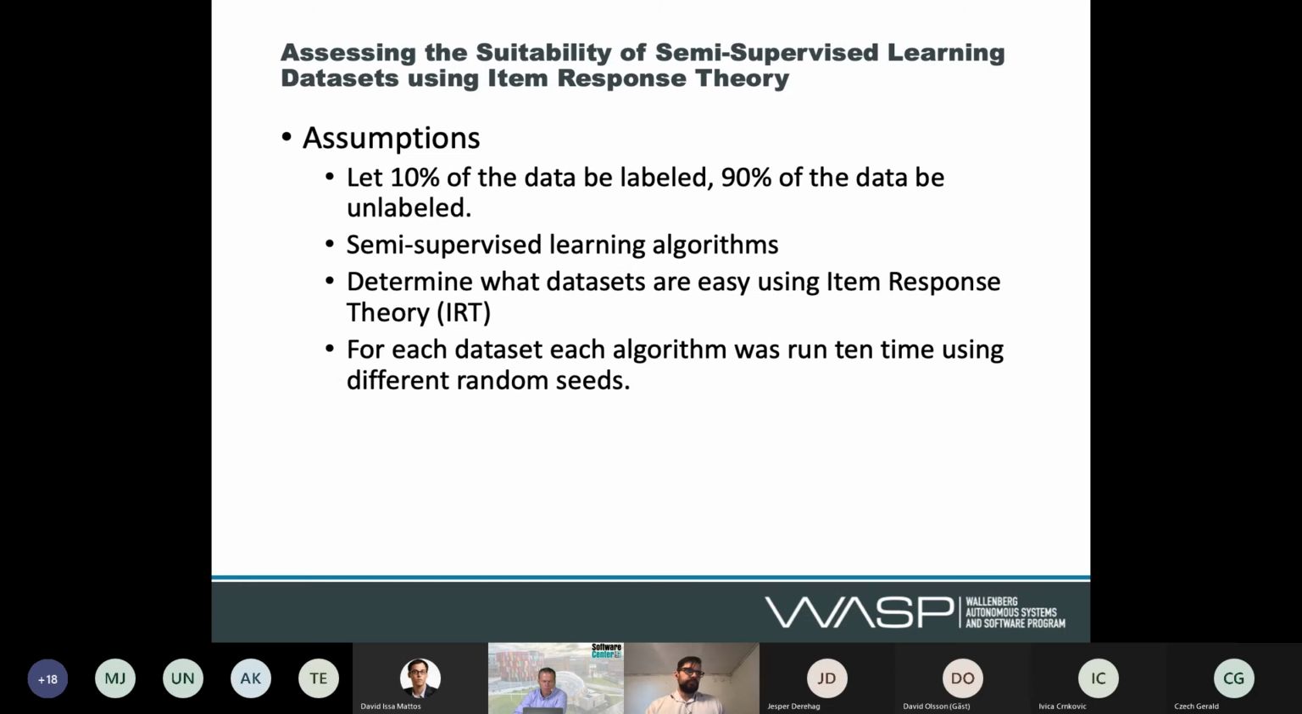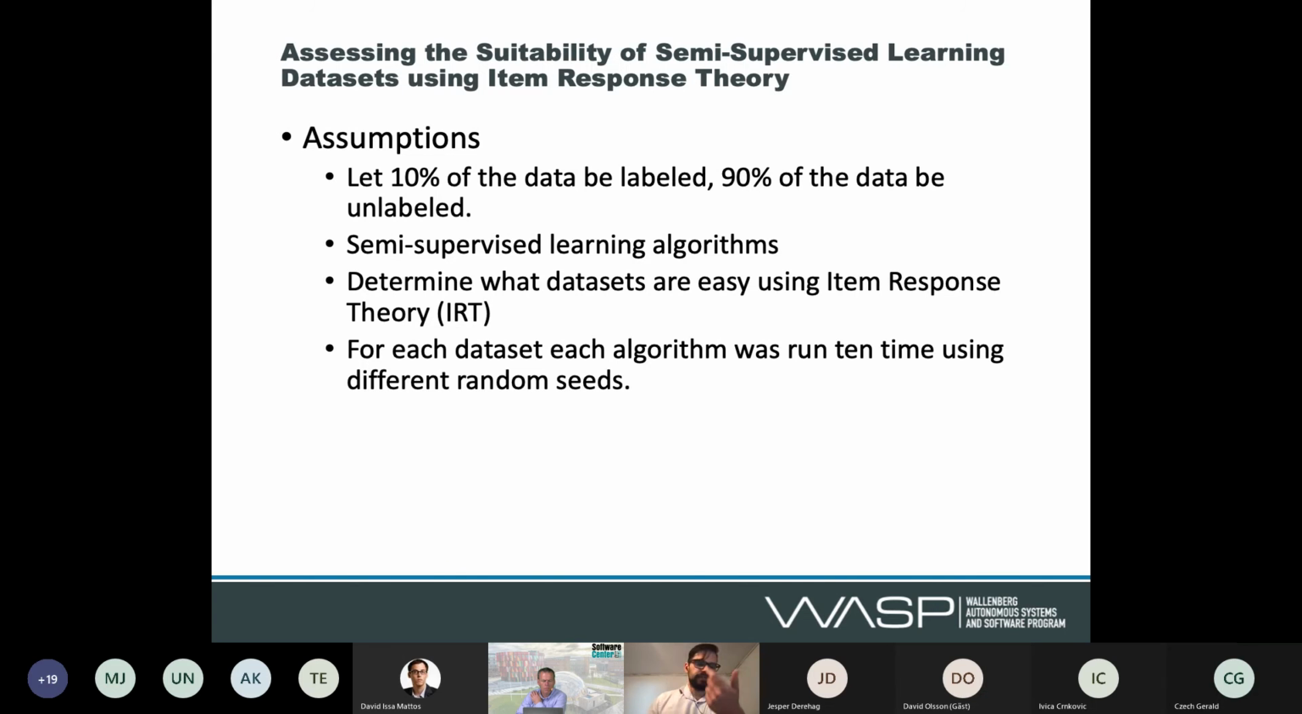So in these simulations, we assumed that 10% of the entire datasets were labeled, and the remaining 90% were unlabeled. We chose different semi-supervised learning algorithms based on graph-based learning, and we had a total of 13 of those. And then we used item response theory on that, and we ran the data. We ran each simulation on each dataset 10 times using different seeds to account for randomness.